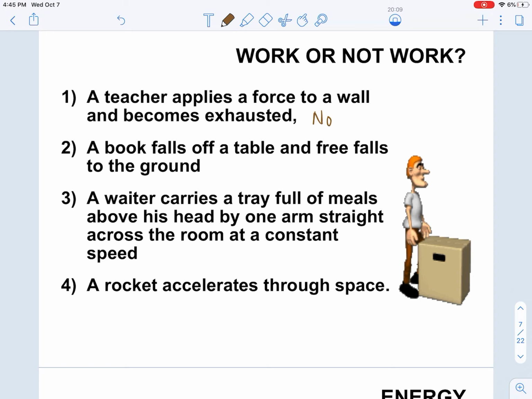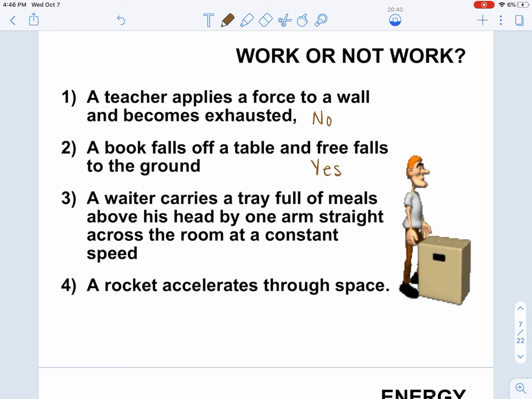A book falls off a table and free falls to the ground. Yes, this would be work. The falling object would have a downward force due to gravity, and that force coming from the earth is responsible for the object experiencing its acceleration. So the downward force due to gravity and the displacement are also downward. Same direction, the force is causing that displacement, so yes, that would be work.